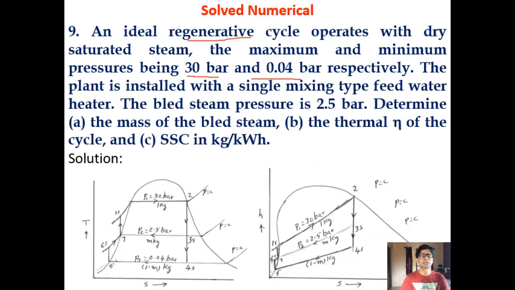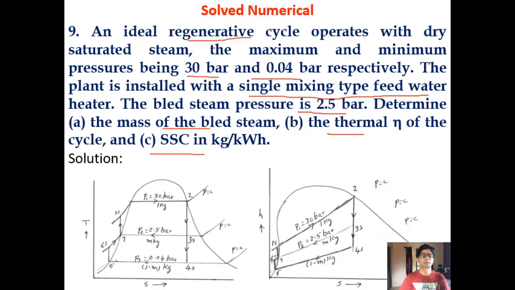The plant is installed with a single mixing type feed water heater. So this is a mixing type feed water heater where the steam bled from the turbine and the condensate water or the feed water are mixed. The bled steam pressure is 2.5 bar. So steam is bled at 2.5 bar pressure. You have to find out the mass of the bled steam, the thermal efficiency of the cycle, and specific steam consumption in kg per kilowatt hour.